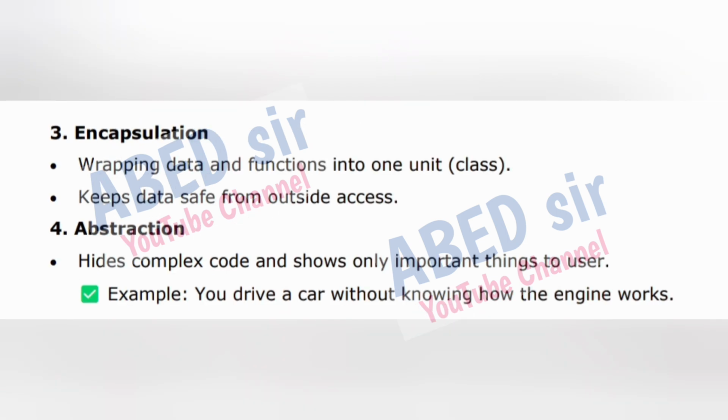3. Encapsulation. Wrapping data and functions into one unit, a class. Keeps data safe from outside access. 4. Abstraction. Hides complex code and shows only important things to the user. Example, you drive a car without knowing how the engine works.